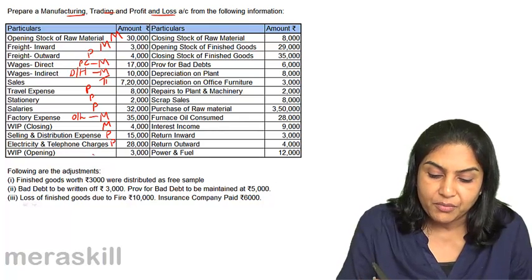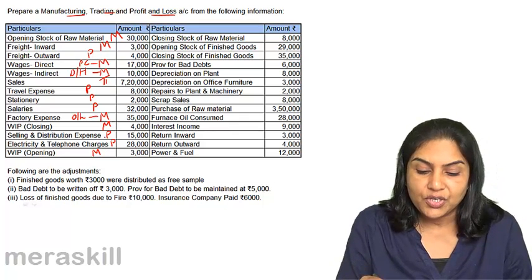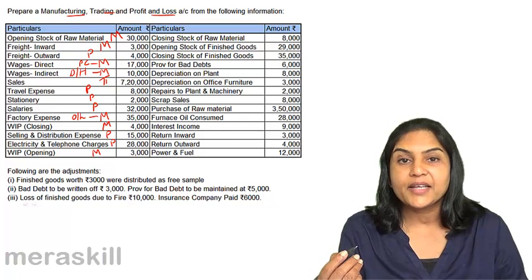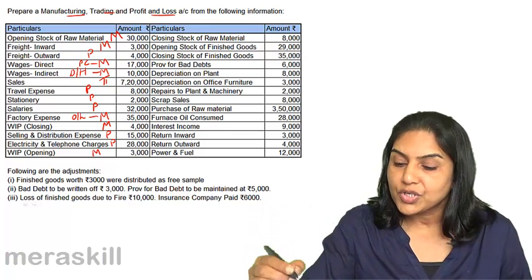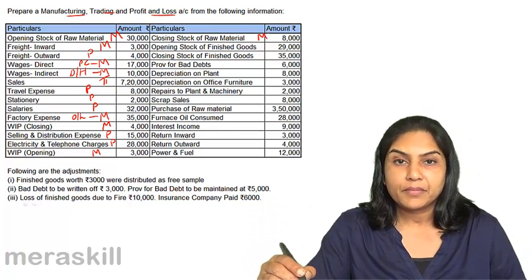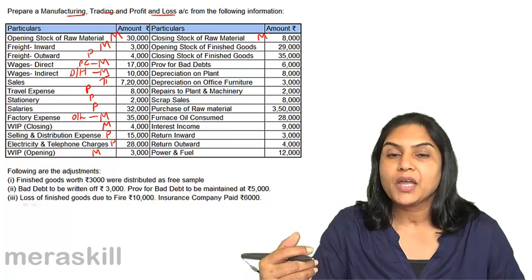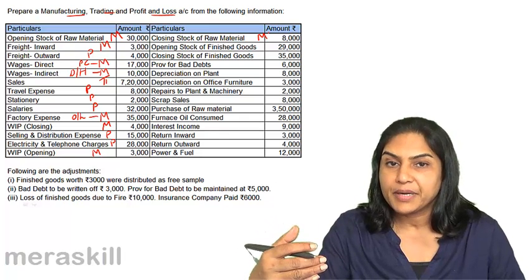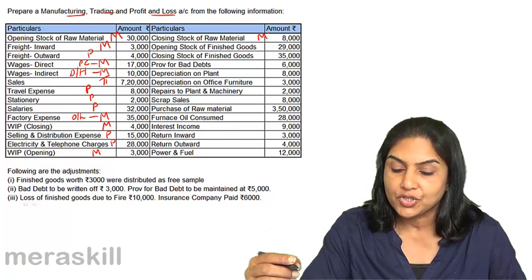But opening work in progress will go to manufacturing account. The closing work in progress will go to the credit side of the manufacturing account. Closing stock of raw material will form a part of raw material consumed. Rather, it will be reduced from the cost of purchases. Opening stock plus materials purchased less closing stock of raw material is raw material consumed.